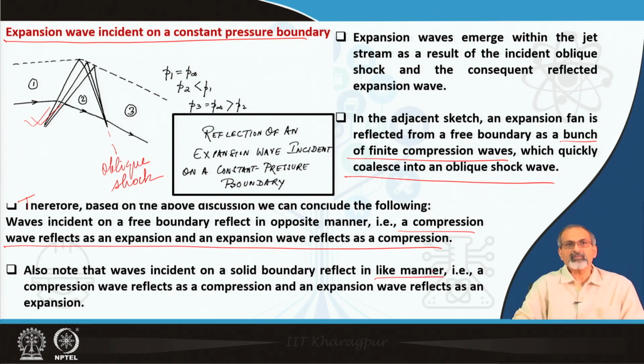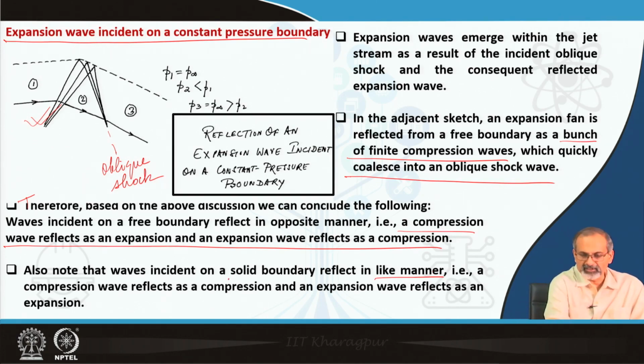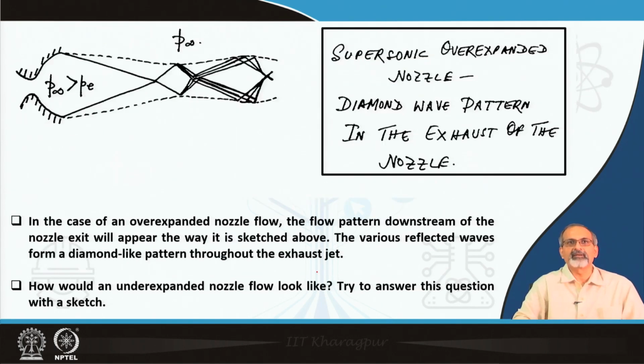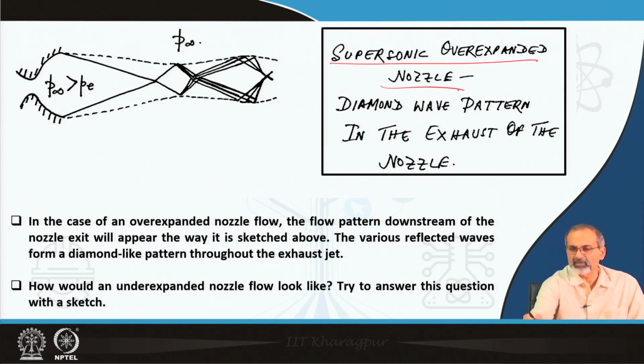So, a compression wave reflects as a compression wave, and an expansion wave reflects as an expansion wave, if it is a solid boundary. These two differences are extremely important and need to be kept in mind. What is the final consequence? We come to the supersonic overexpanded nozzle, the complete picture.